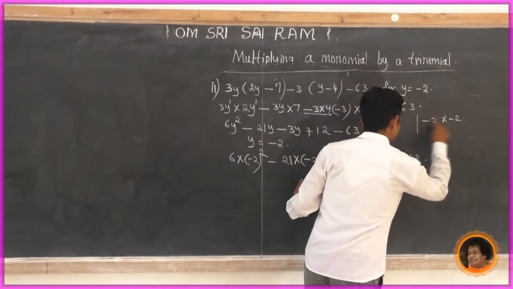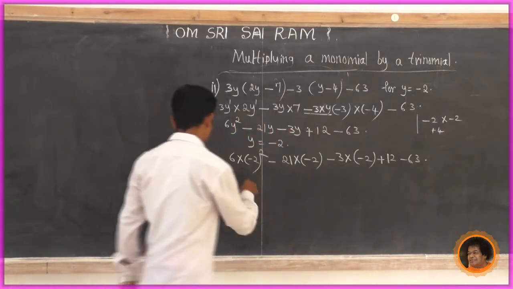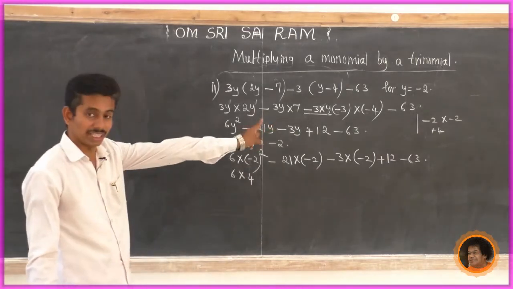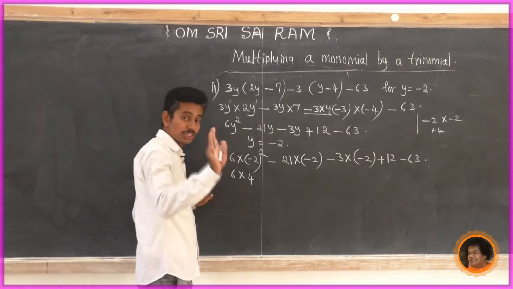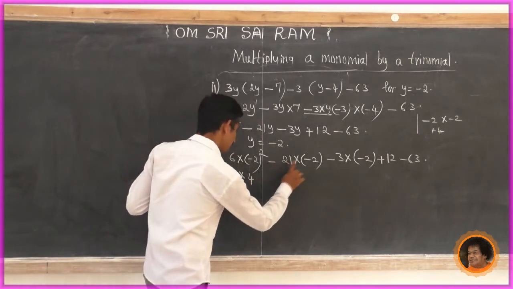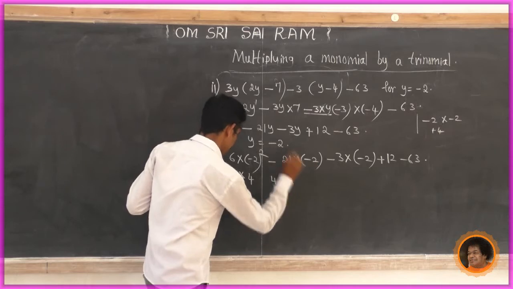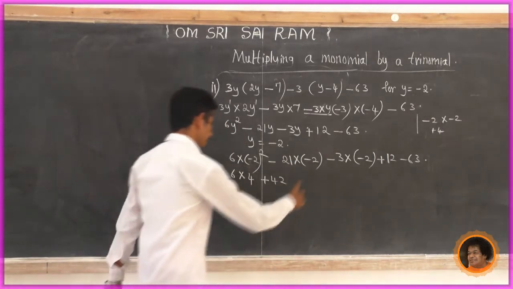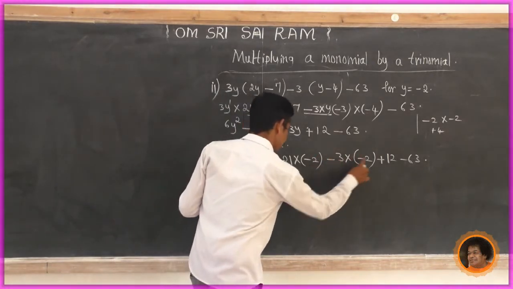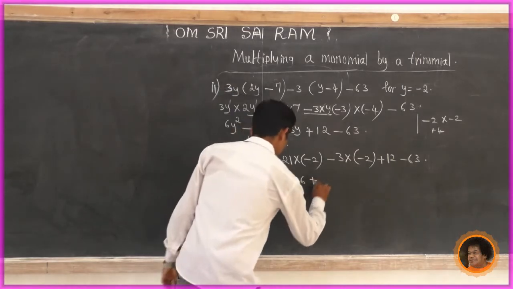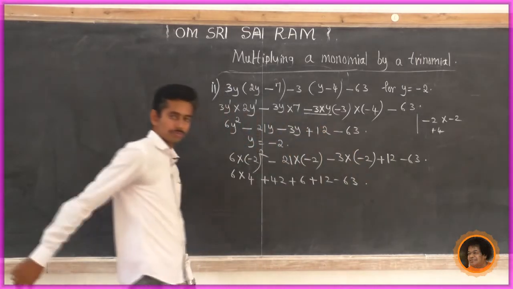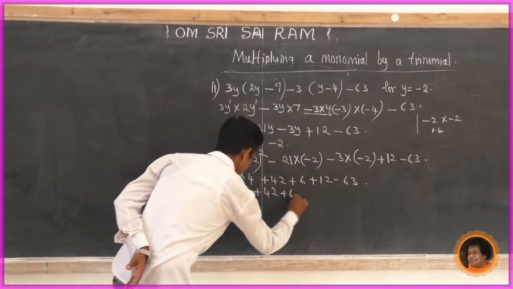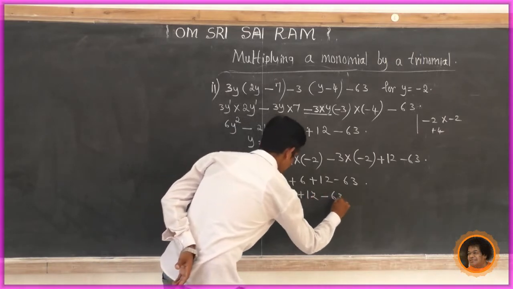2 2s are 4, but minus multiplied by minus becomes plus. So 6 into plus 4, minus minus, so the product gets a positive sign, so plus 4. Now 21 into 2, 42. But minus multiplied by minus becomes plus, so plus 42. Then minus into minus becomes plus. 3 2s are 6. Plus 12 minus 63. 6 into 4 is 24 plus 42 plus 6 plus 12 minus 63.